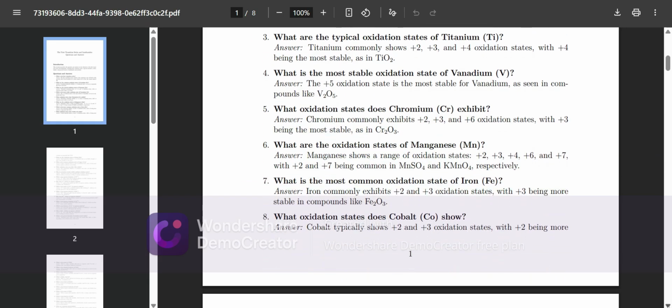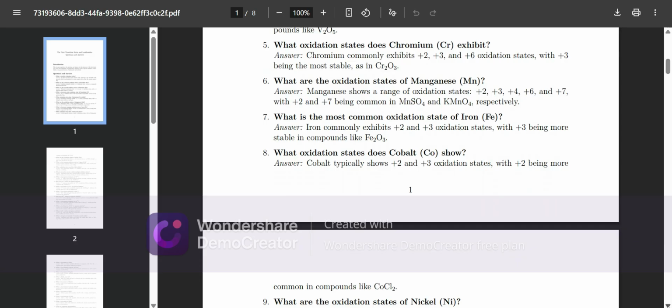What is the most stable oxidation state of vanadium, V? The +5 oxidation state is the most stable for vanadium, as seen in compounds like V2O5. What oxidation states does chromium, Cr, exhibit? Chromium commonly exhibits +2, +3 and +6 oxidation states, with +3 being the most stable, as in Cr2O3.